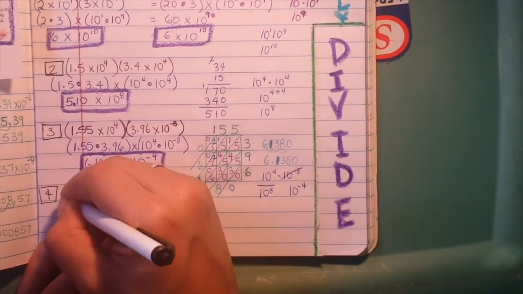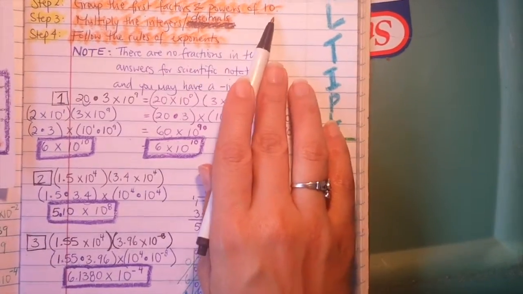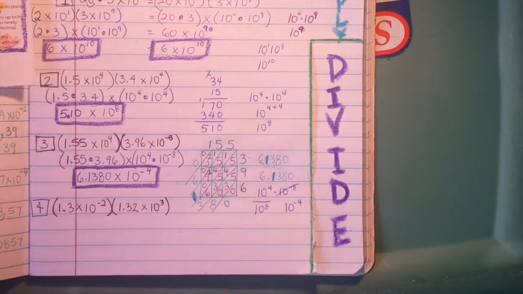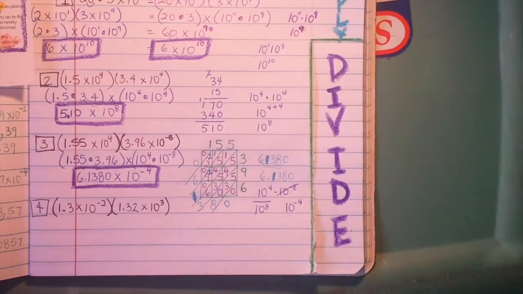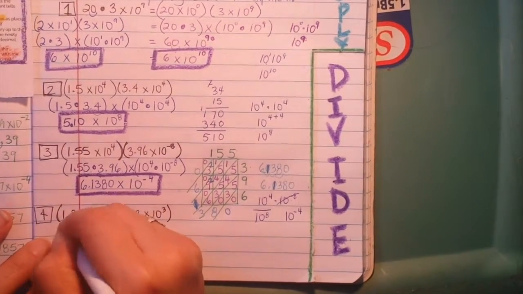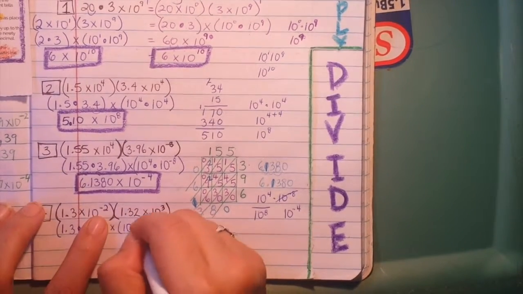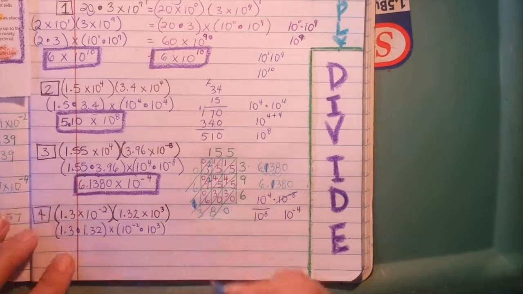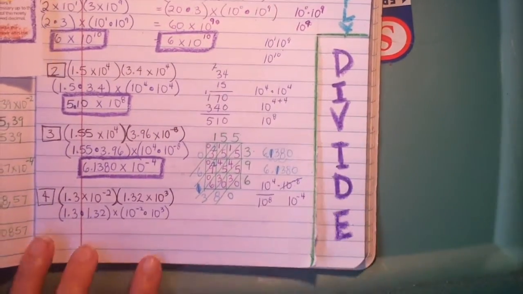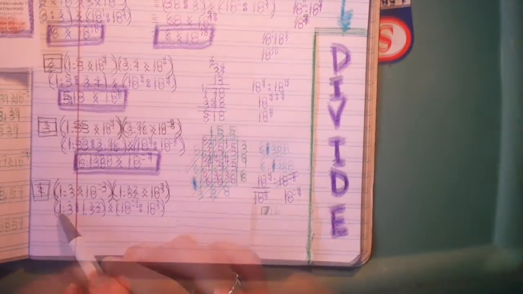So again, write it in exponent form if needed. I don't need to because it's done. Group the first factors and powers of 10. So the numbers are 1.3 times 1.32, and the factors of 10 are 10 to the negative 2 times 10 to the 3. I'm going to do the work on the side. Again, I'm using the Chinese method, so I'm drawing lines. The first number is 1.3, so I'm going to have 1 and then 3.